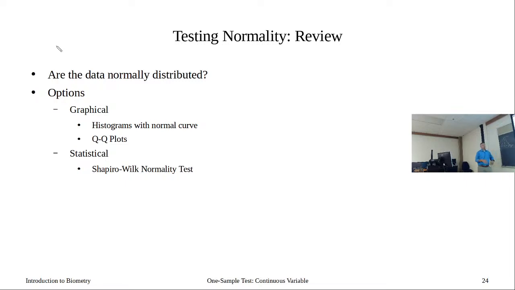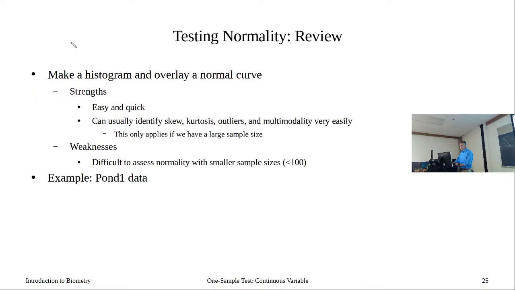How do we check normality? We've covered it. Our question starts out as, are the data normally distributed? Well, we've got graphical tests or we've got a statistical test. Just a quick overview: graphical tests are going to be preferred. We can do a histogram with an overlay of the normal curve. That's definitely not preferred.